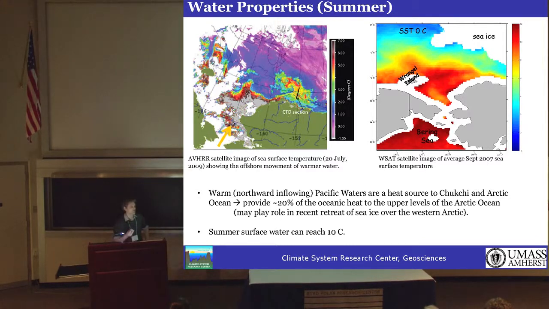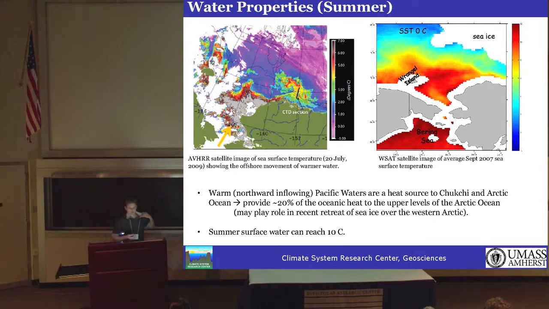Its characteristics are more sort of Pacific water than Arctic water. And in the summer we could be getting temperatures up to sort of 10 degrees C. And then as we move offshore and get closer to the edge of the sea ice, we're getting down to sort of near freezing point.